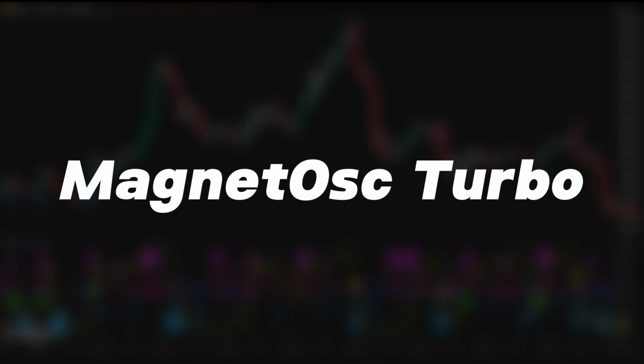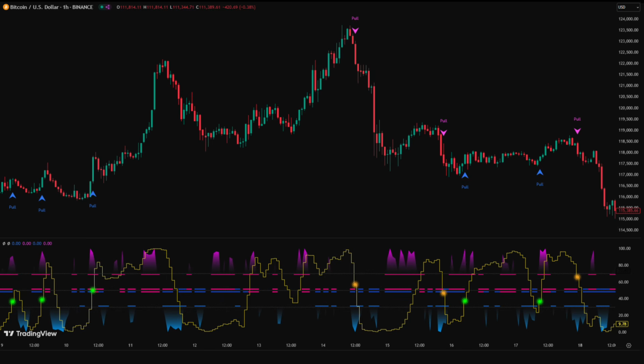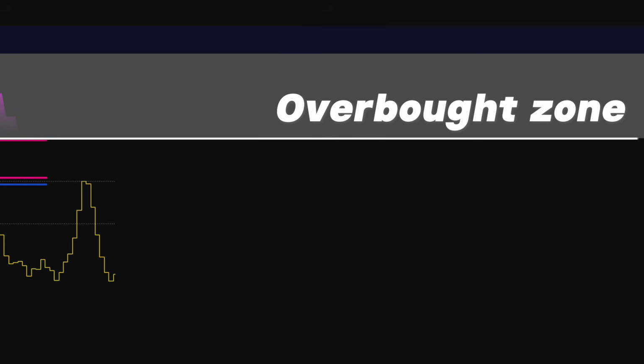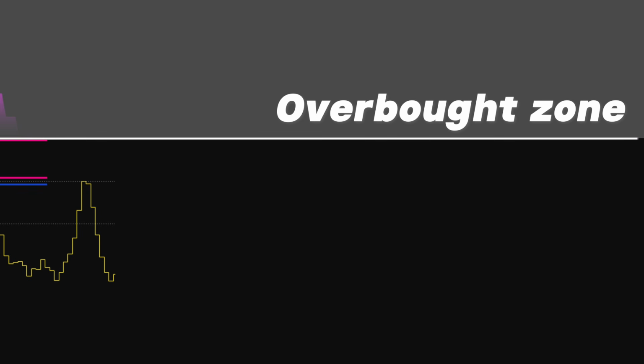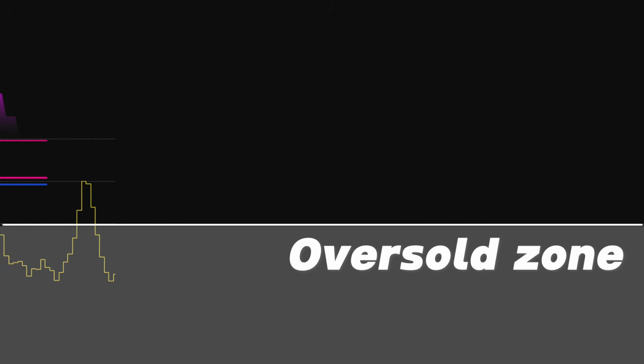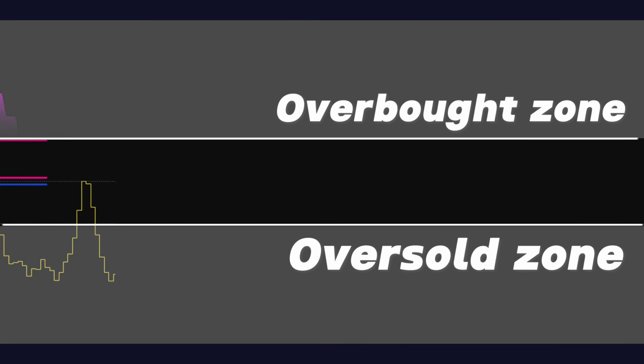And that's exactly where MagnetOsc Turbo comes in. The indicator you're looking at on the chart right now, that's MagnetOsc Turbo. So what does this indicator actually offer? Well, first of all, just like any other oscillator, it identifies signals based on the overbought and oversold zones. Next, you'll notice a yellow plot line on the chart.